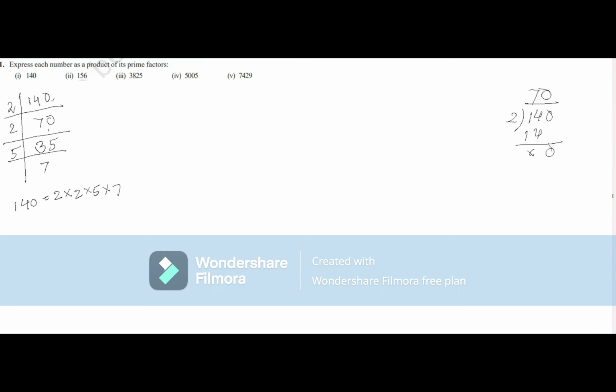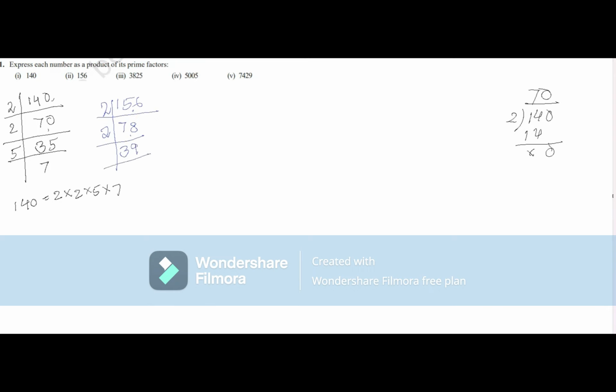Okay. Now, next question. I have 156. Now 156, the last digit 6 is an even number, hence 156 is divisible by 2. So first I'll divide it by 2. What will I have? 7 2s are 14, carry over 1. So 8 2s are 16. Again here divisible by 2. 3 2s are 6. Carry 1, 78, 9 2s are 18.